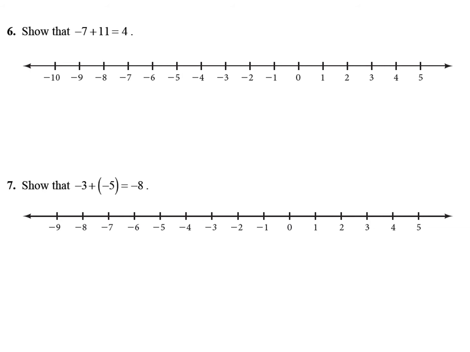All right, let's go for it here. So the starting position is -7. We're going to go 11 to the right. 1, 2, 3, 4, 5, 6, 7, 8, 9, 10, 11. There's our little 4. We good?